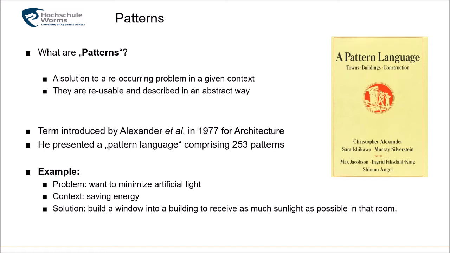To give you just a brief example, let's say the problem would be to minimize artificial light in a building, and the context would be energy saving. And then the pattern needs to provide a solution for the problem in this context, and the solution could be to build a window into a building to receive as much sunlight as possible in that room.